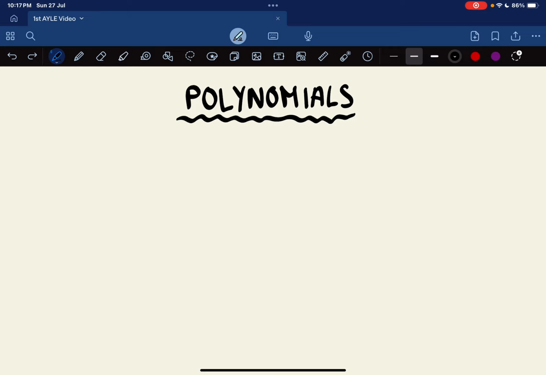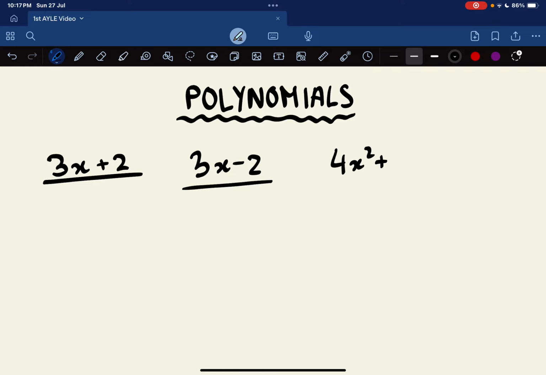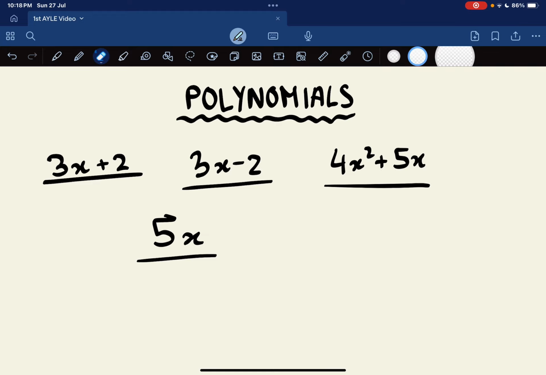Now, to start with, let's look at what polynomials really look like so that we have an idea of what we're really talking about by saying polynomials all the time. So, something like 3x plus 2, this is a polynomial. Something like 3x minus 2, this is a polynomial. Something like 4x squared plus 5x is a polynomial. Something like 5x, this is a polynomial. So all of these are polynomials.